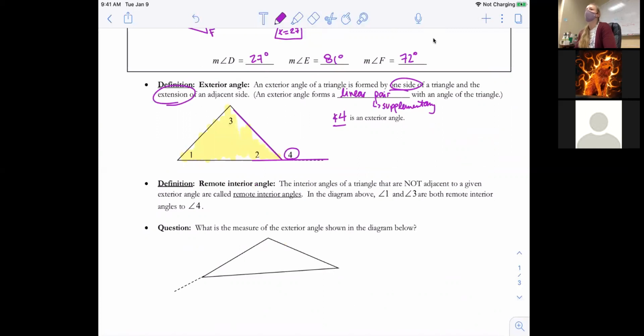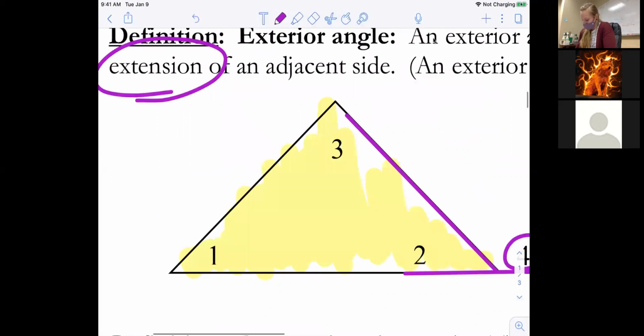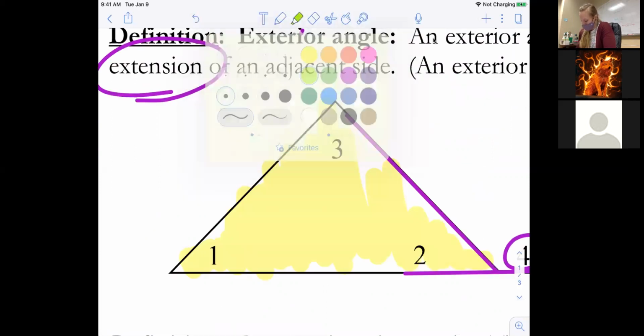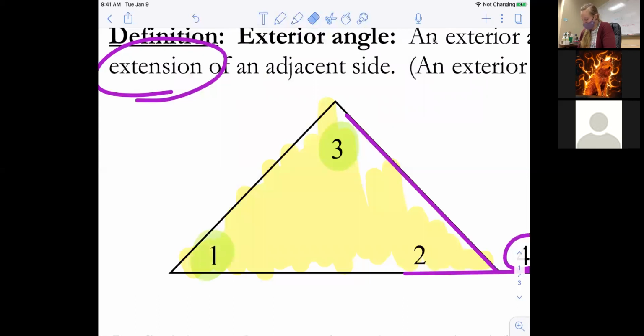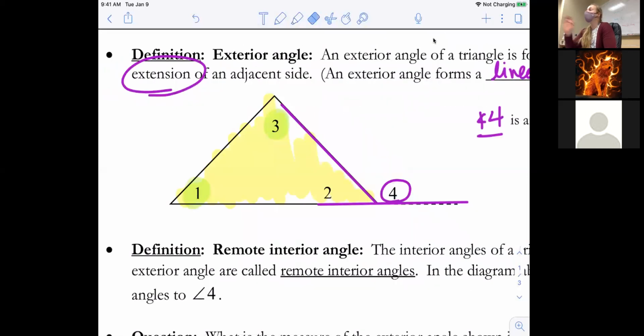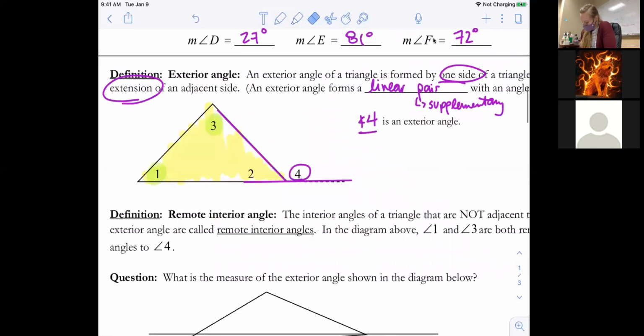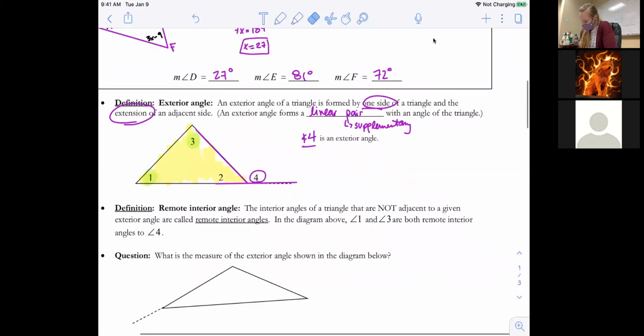So if I'm talking about a remote interior angle, I'm thinking about the angles inside that are the farthest away from my exterior angle. In this case, angle 3 and angle 1 are remote interior angles because they're inside the triangle, but they're the farthest away from angle 4. The interior angles of a triangle that are not adjacent to a given exterior angle are called the remote interior angles. So I just read the definition, and I just explained why 1 and 3 are remote interior angles to angle 4.